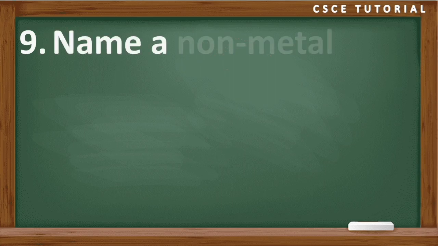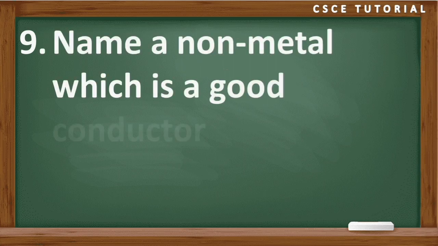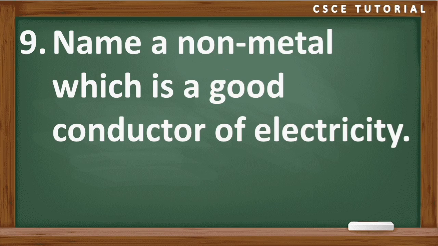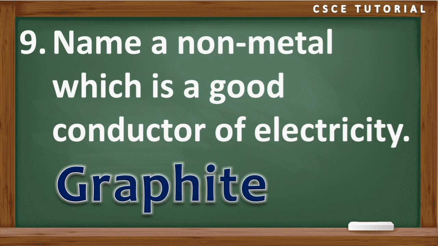Ninth, name a non-metal which is a good conductor of electricity. Now you have to name a non-metal which is a good conductor of electricity. Its answer is graphite. Graphite is a non-metal which is a good conductor of electricity.